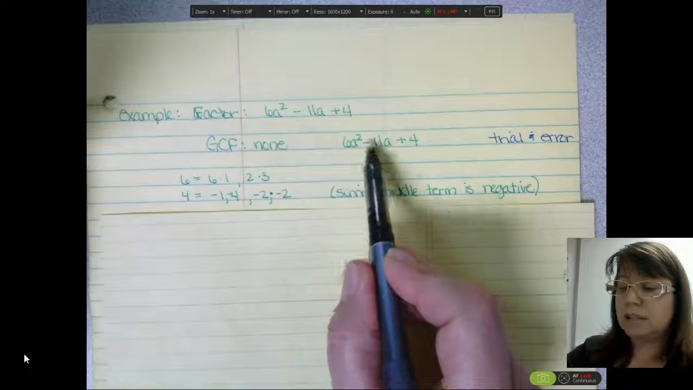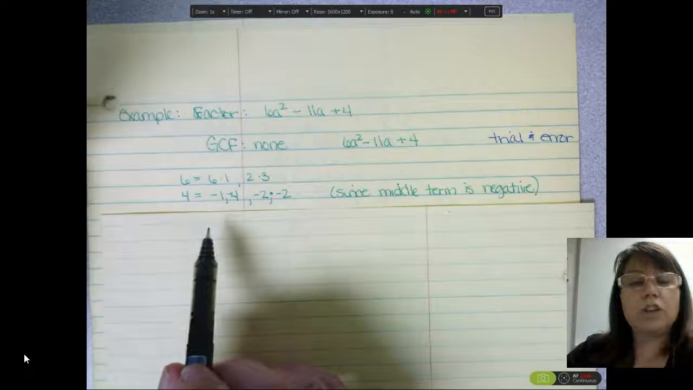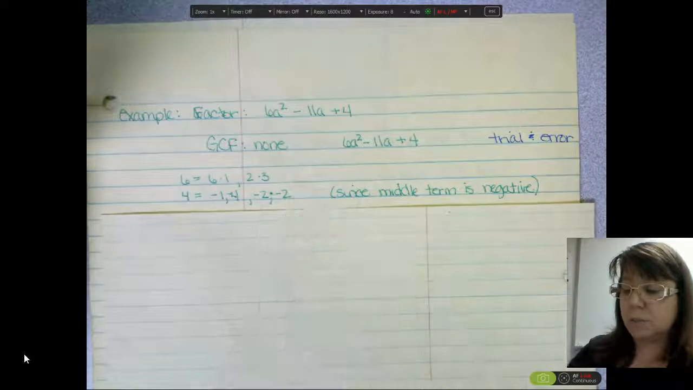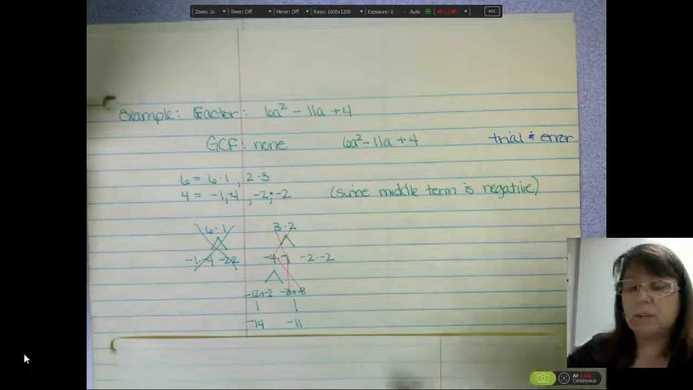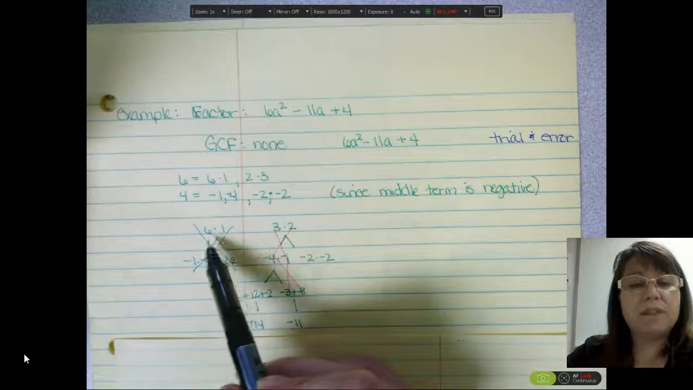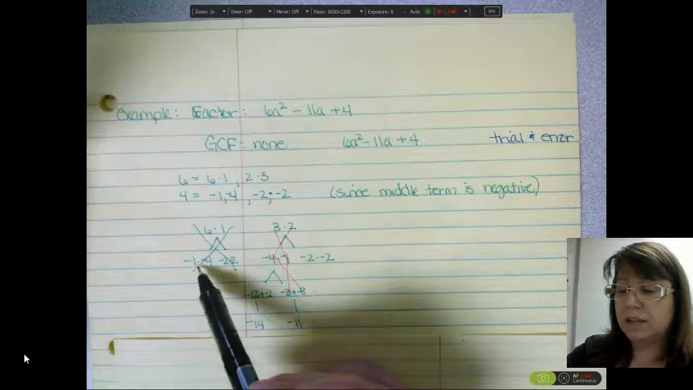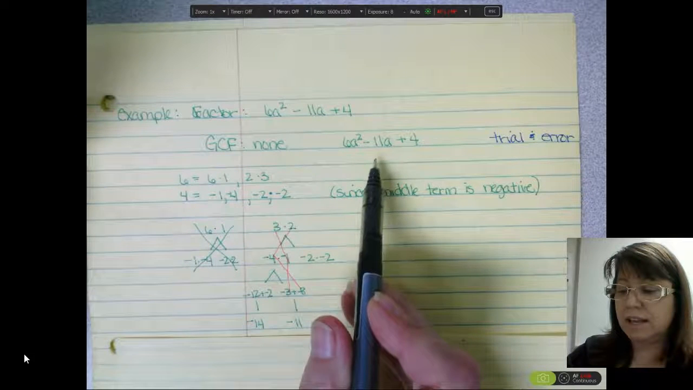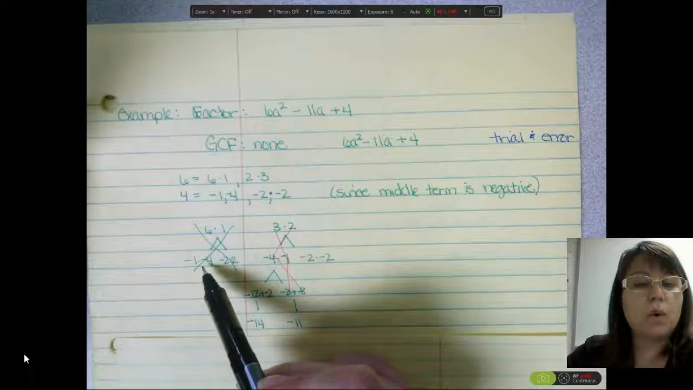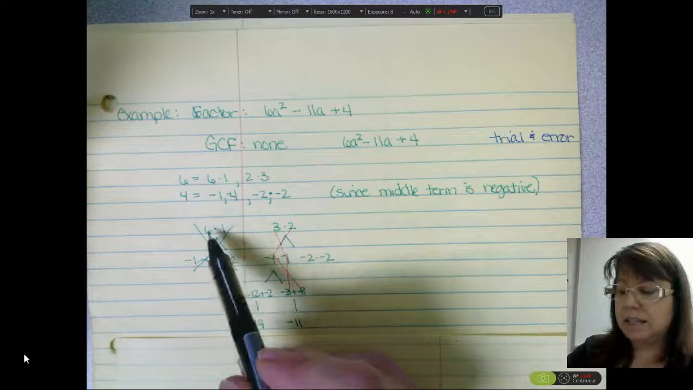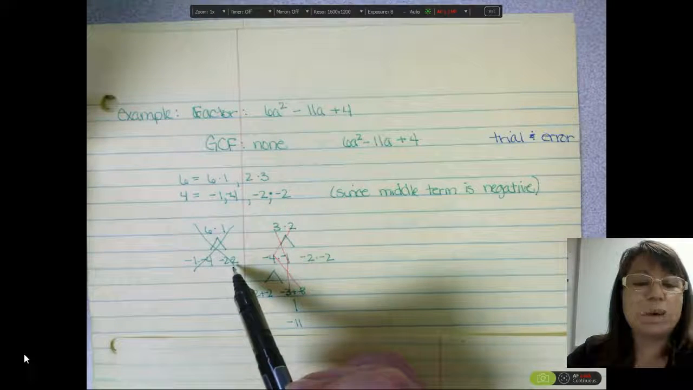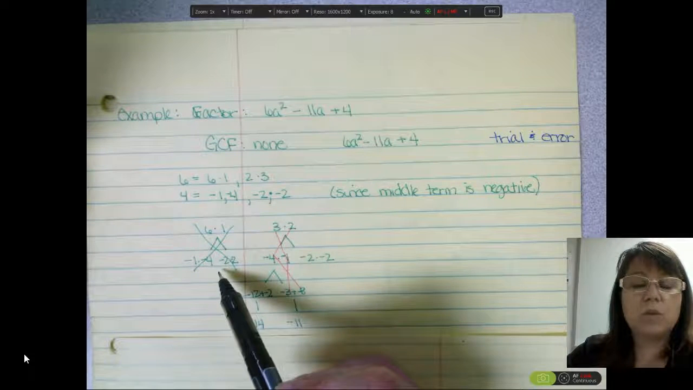For the 4, I do need a negative in the middle, so I know my terms are both going to be negative. So it's negative 1 times negative 4 and negative 2 times negative 2. Now the only thing I can do in trial and error is try every single possibility. If my values are 6 and 1, then negative 1 times negative 4 won't give me 11, because 1 times negative 1 is negative 1, and 6 times negative 4 is negative 24. That's not going to give me the negative 11. And then 6 times negative 2 is 12, 1 times negative 2 is 2, that's a negative 14. So none of those combinations work. I can rule them all out.